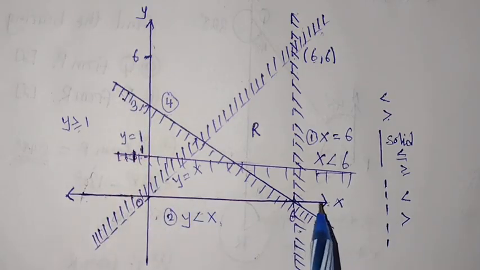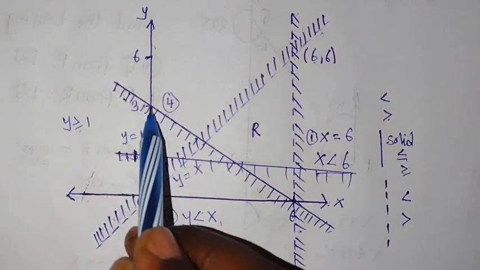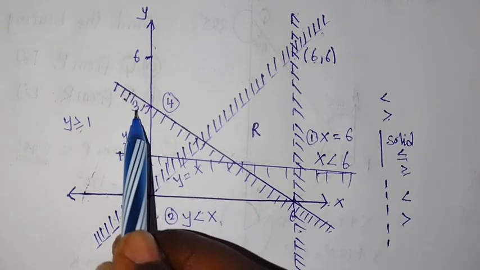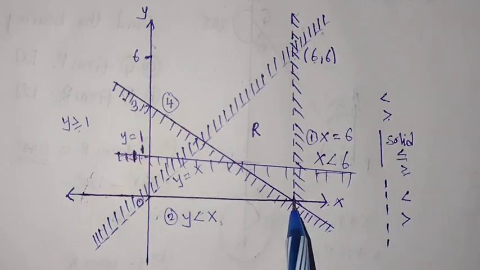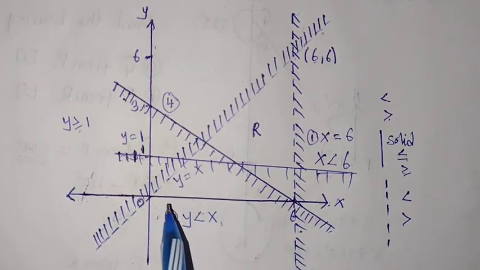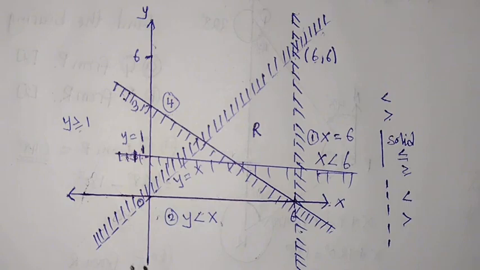So it's cutting the y-axis at the point y is equal to 3, and it's cutting the x-axis at the point x is equal to 6. So we need to come up with coordinates. We are going to use those coordinates to find the equation of the straight line. First we find the gradient, and then we find the equation of this straight line. Then we'll be able to come up with the inequality.